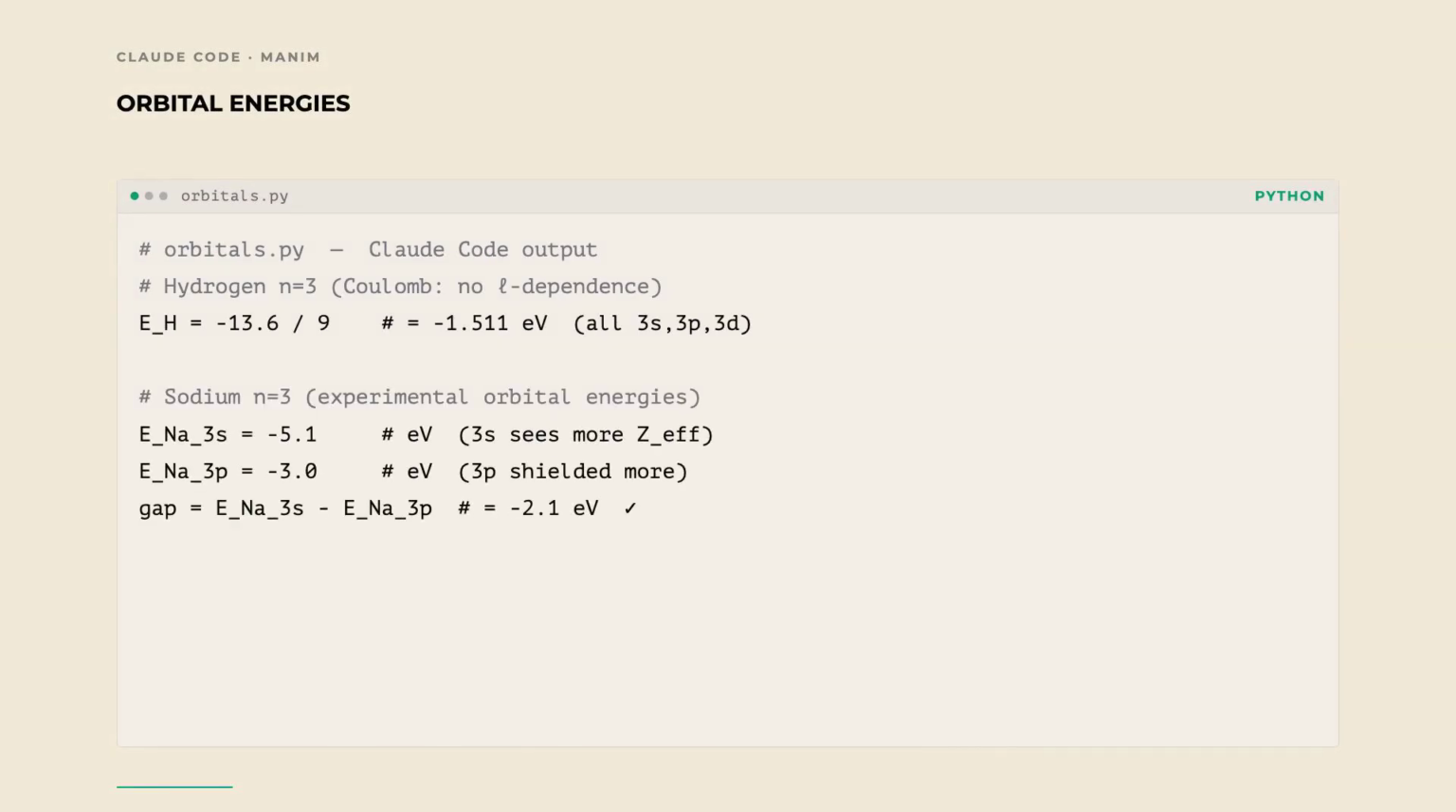2 checks. First, the hydrogen column. All 3 subshells must point to the same line. 1 energy, minus 1.51 electron volts. If 3s, 3p, and 3d land at different heights, the code forgot that hydrogen has no L dependence. Second, the gap for sodium. It should read 2.1 electron volts. If it reads 0, the screening was not applied. 30 seconds. Catch it before the render.